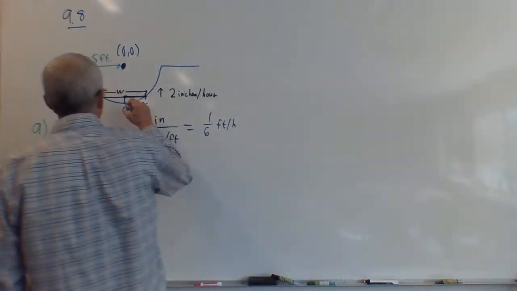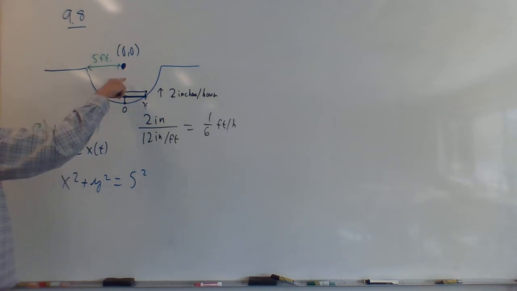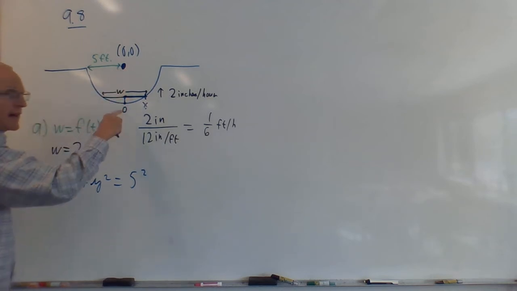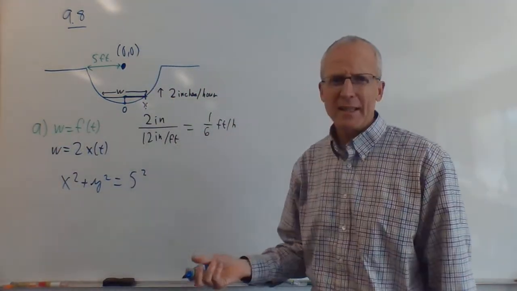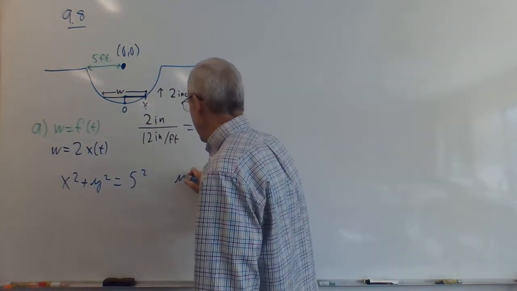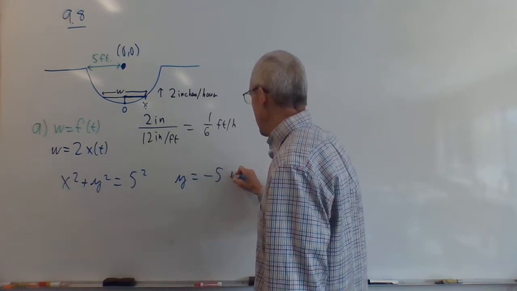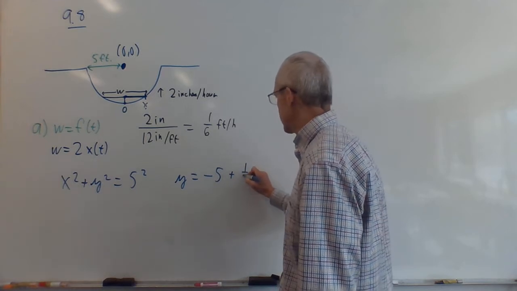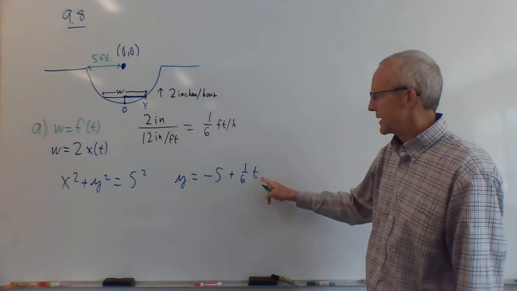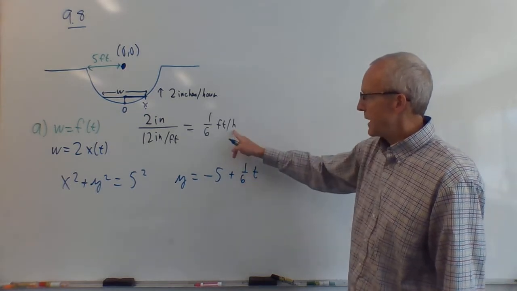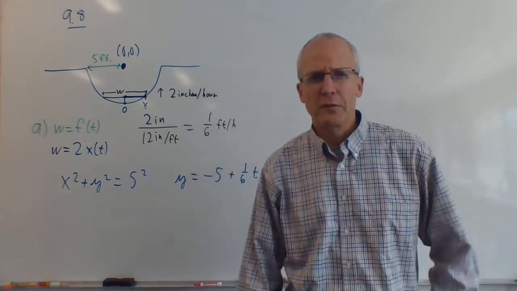Okay, here's the trick. y starts off at -5, right? It's 5 feet. Here's 0, 0. So our y value starts off at -5 and gets bigger by 1/6 feet per hour. So that's kind of tricky. So y starts off at -5 feet, and then we add 1/6 foot per hour times time, right? Times the number of hours gives us feet. Feet per hour times hours gives us feet. Yep, so this is like a parametric equation for y.